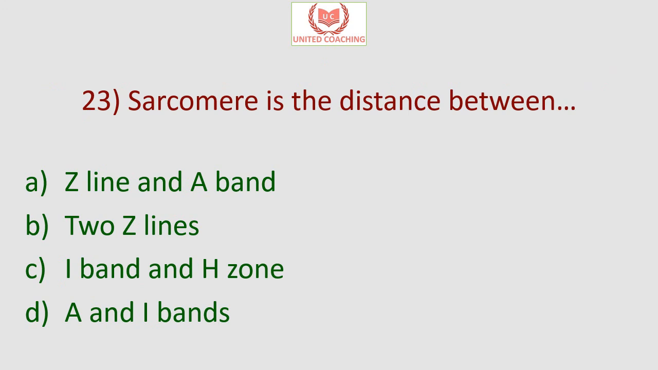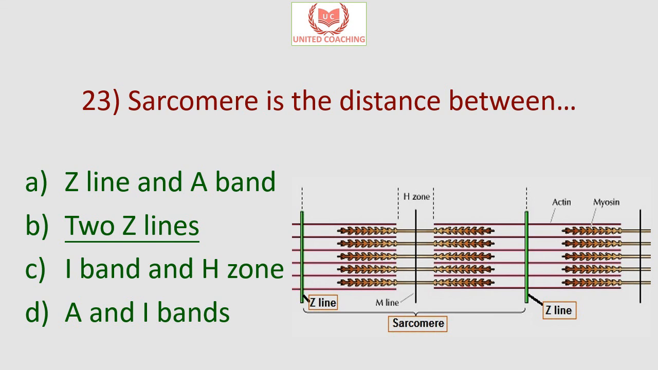Our next question is, sarcomere is the distance between, so is it Z line and A band, two Z lines, or I band and H zone, or A and I bands? So the answer is two Z lines. One sarcomere is marked by the distance between two consecutive Z discs or Z lines. So when the muscle contracts, the distance between the Z discs is reduced. So the sarcomere is defined as the distance between two Z lines.